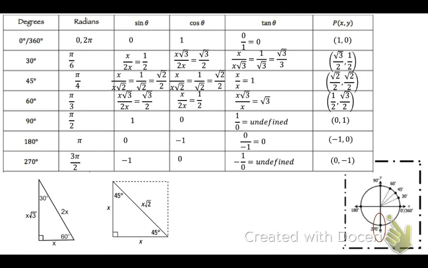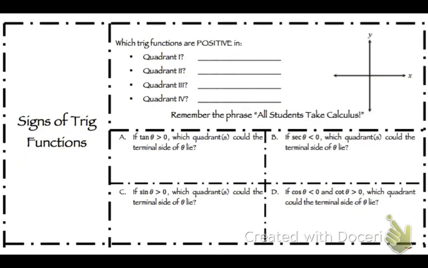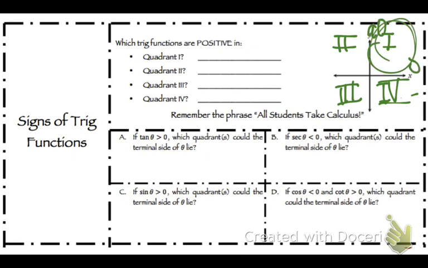Okay, last thing. So we need to figure out what trig functions are positive in which quadrant. So first, I want you to label this. This is the first quadrant. This is the second quadrant. This is the third quadrant. That's the fourth quadrant. So think about, like, this is 0 to 90, first. 90 to 180, second. 180 to 270, third. 270 to 360, fourth.